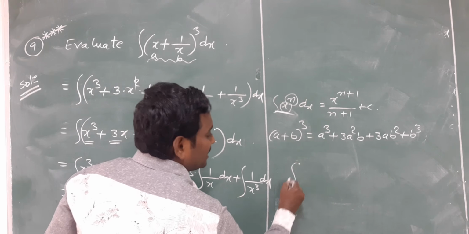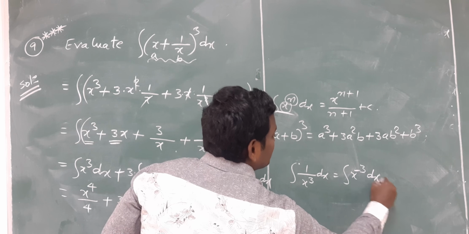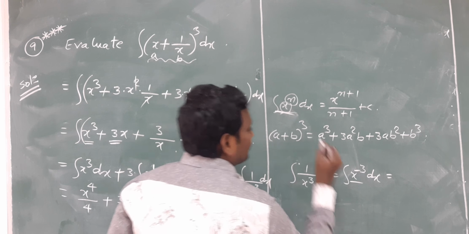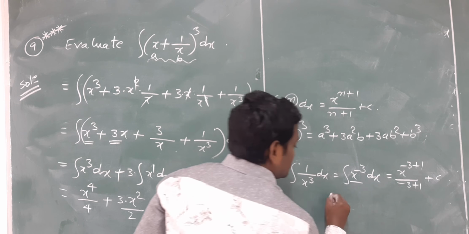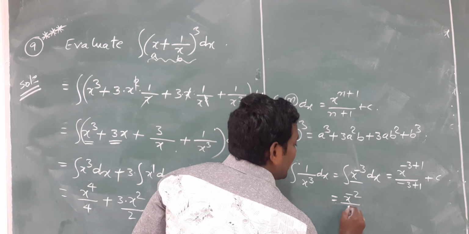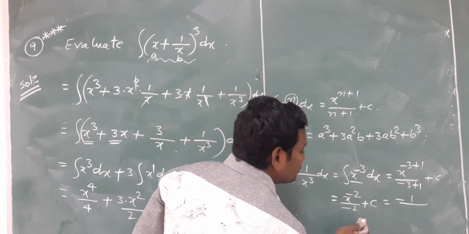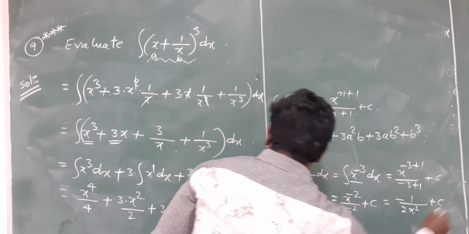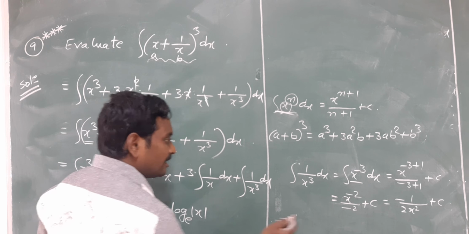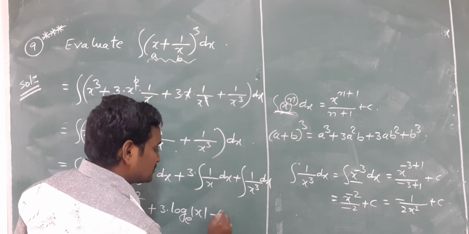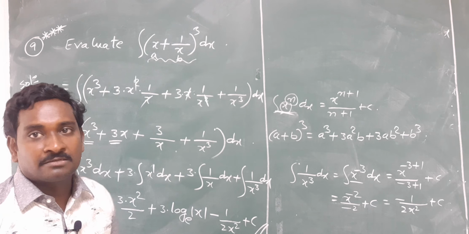Now the integral 1 by x cube can be written as x power minus 3 dx. Applying this formula, x power minus 3 plus 1 by minus 3 plus 1, plus c. This can be written as x power minus 2 by minus 2 plus c. This can be written as minus 1 by, taking the numerator to the denominator, 2x square, plus c. That's why the integration of 1 by x cube is minus 1 by 2x square. Directly you can copy this term here, minus 1 by 2x square plus c. This is the integration of the given integral.